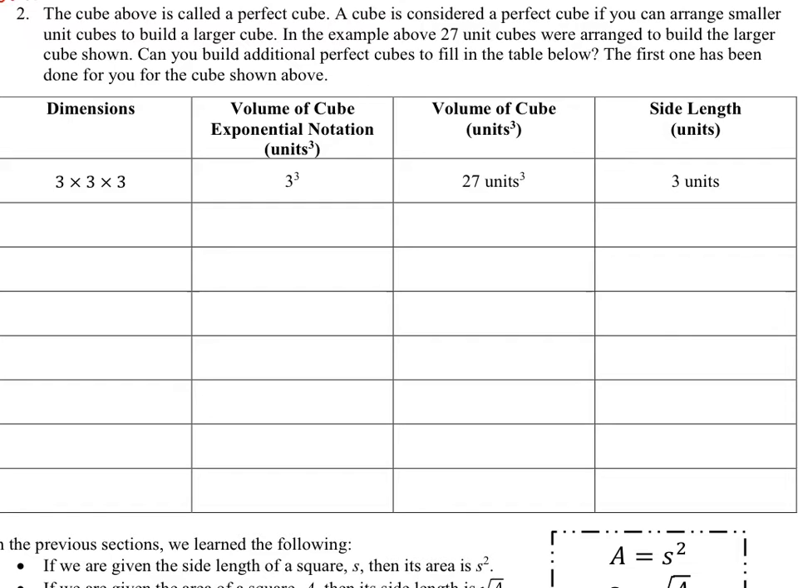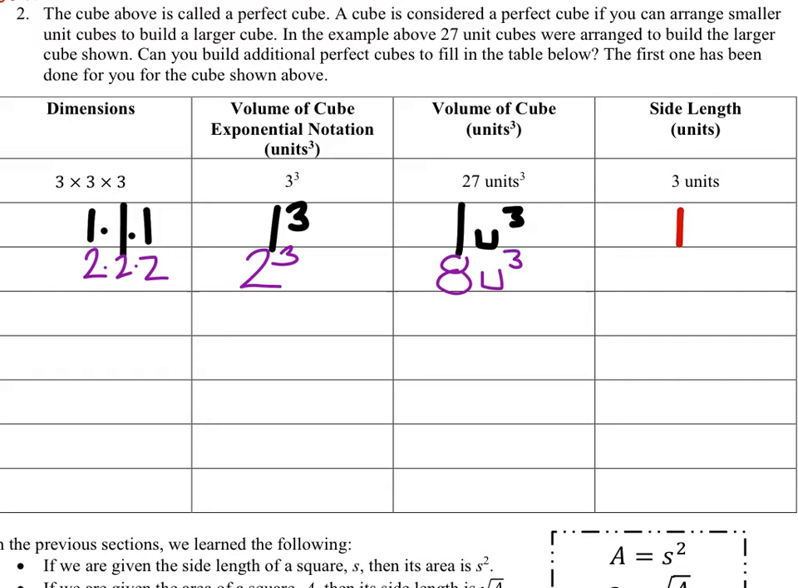Alright, so let's say that the dimensions were 1 by 1 by 1. So 1 times 1 times 1. Then the volume of the cube would be 1 cubed, which would give us a volume of 1 cubic unit. And the side lengths, as we can see over here, the ones are ones. Alright, so the next one we can do, let's say that the side lengths were 2, so 2 by 2 by 2. Then the volume would be 2 cubed, and then we would have 2 times 2 times 2, which is 8, so 8 cubic units. And we already saw the side length was 2.